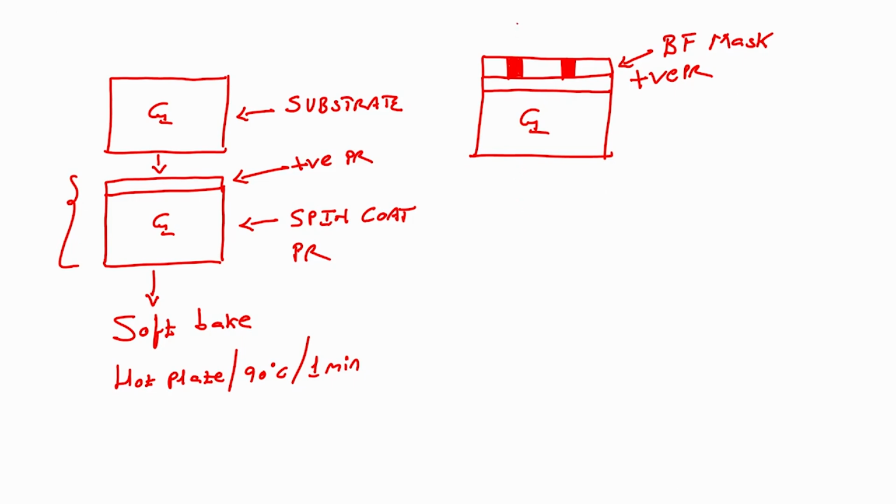Next step is you expose. First you have to load the mask, then you have to align the mask. I will show you the loading and aligning process in some other modules. Right now, you just understand you have loaded the mask and then you have to expose the wafer. Exposing the wafer is with UV light. What is UV? Ultraviolet light.